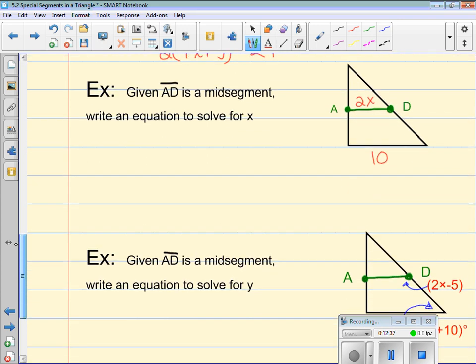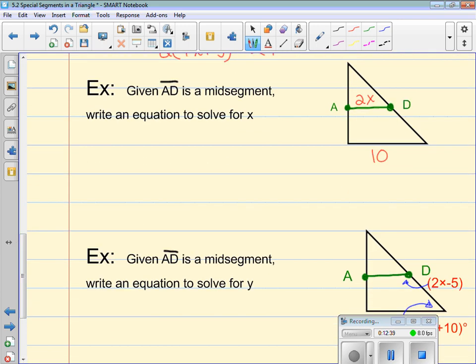Okay, given AD is a mid-segment. So mid-segment, I know it makes these two pieces congruent. Okay, and these two pieces congruent. We definitely would be able to write some equations with that. But I want to tell you about another relationship that I failed to tell you about, mid-segment. And so I want you to go back to your mid-segment notes and add this to a characteristic.